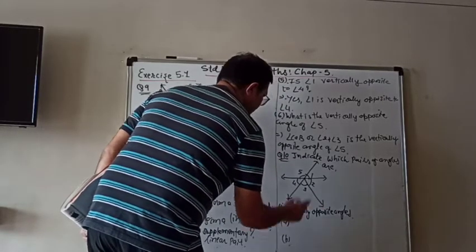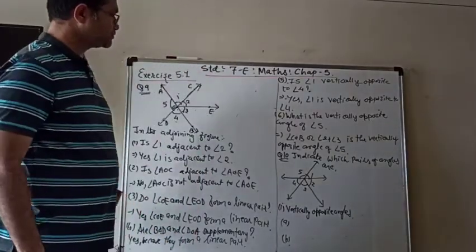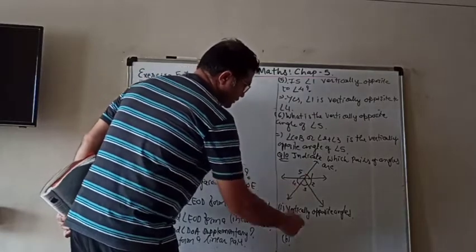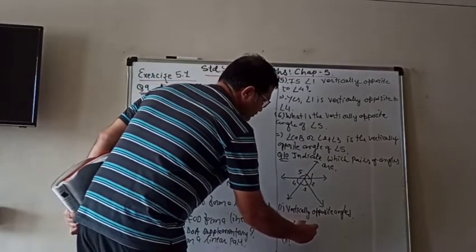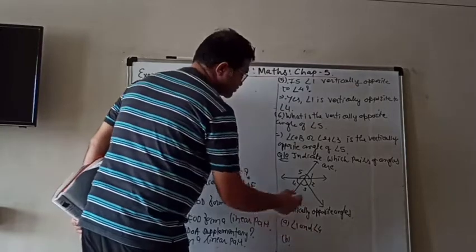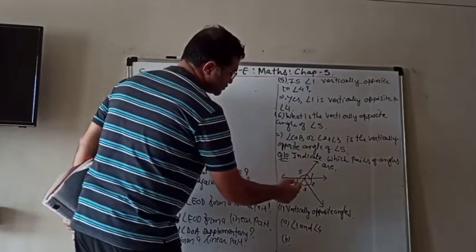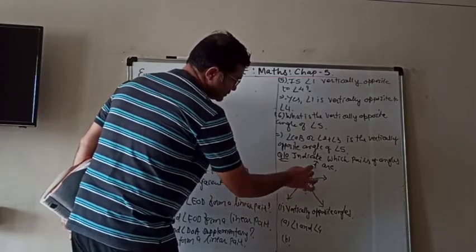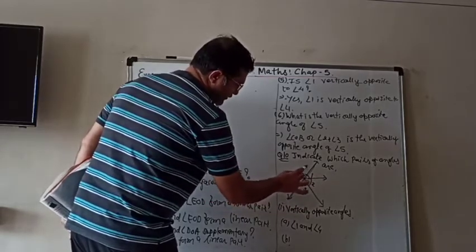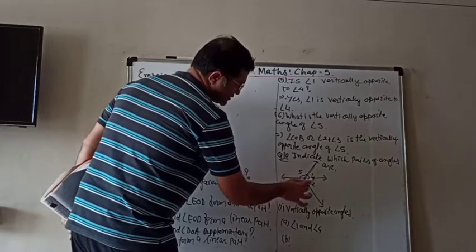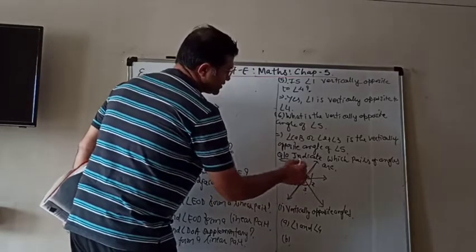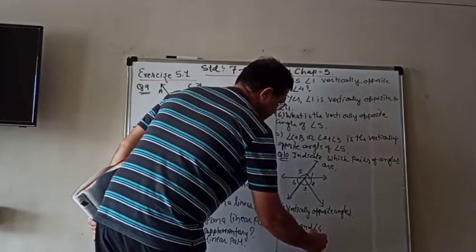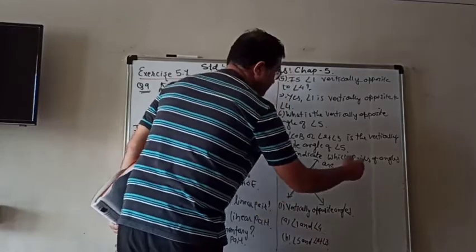So we will get two pairs of vertically opposite angles. Here you can see that angle 1 and angle 4. And then angle 5 and the sum of those two, because that and that angle line. So angle 5, exactly opposite, is angle 2 plus 3. So angle 5 and angle 2 plus angle 3.